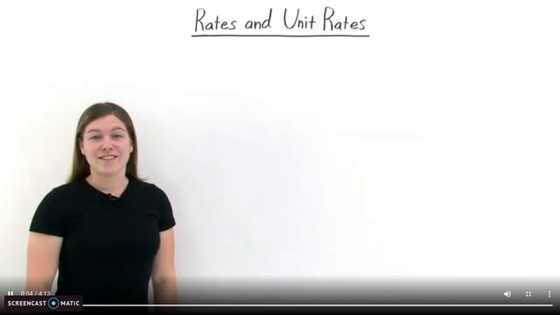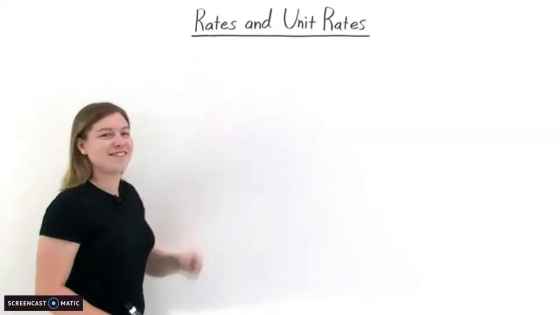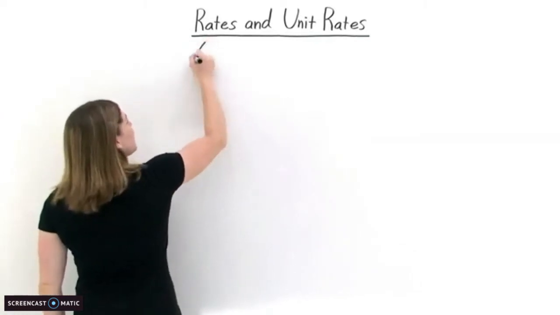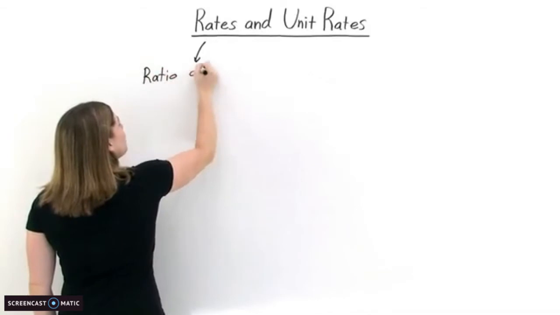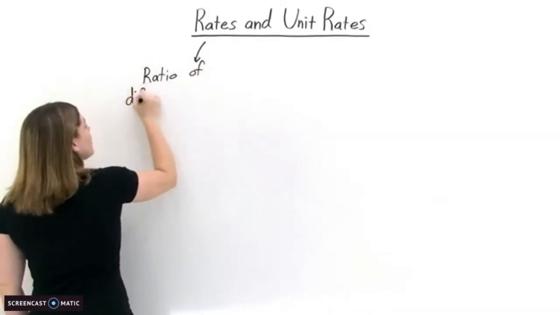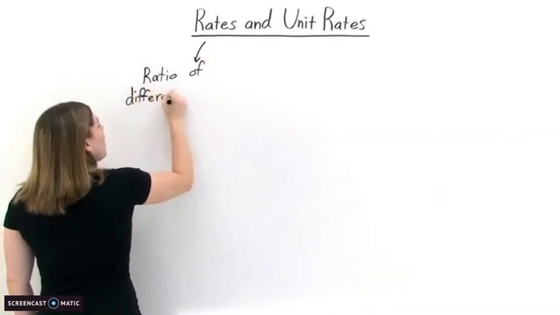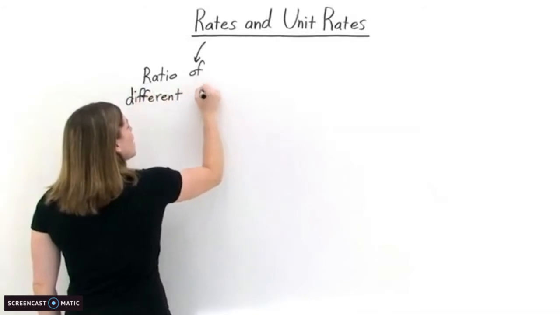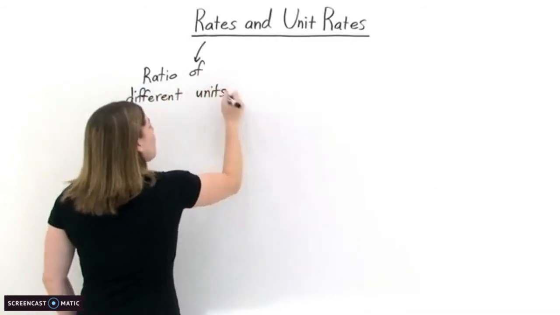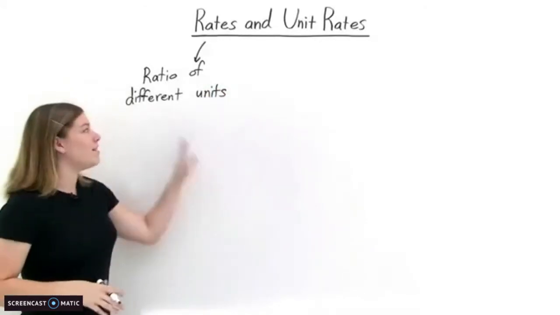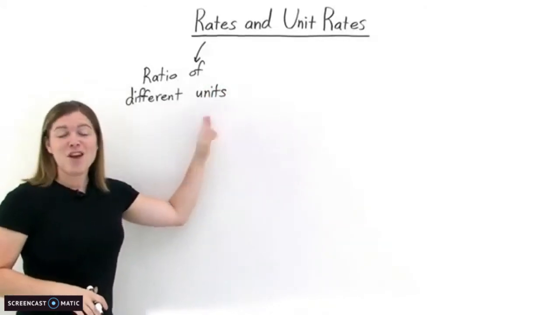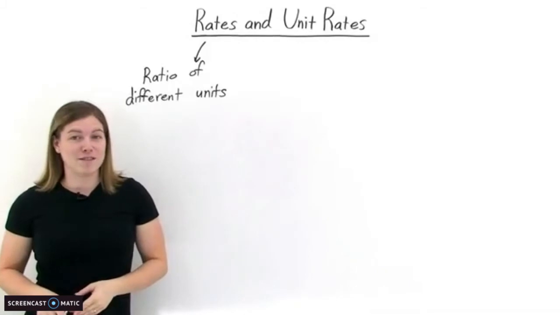Rates and unit rates. First, let's look at rates. Let's check out the definition for rates. A rate is a ratio of different units. In other words, a rate is a ratio of a quantity per another quantity, and those two quantities have different units. So let's look at some examples of rates.